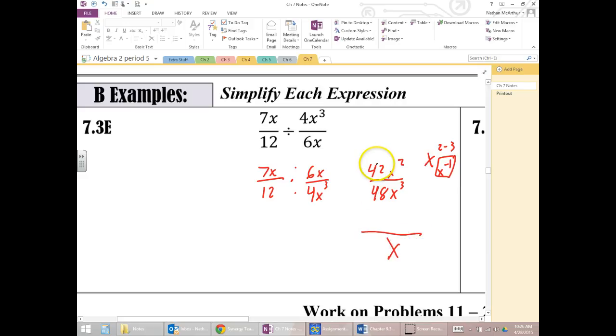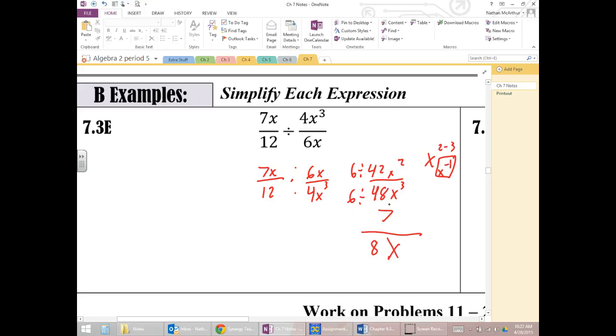If I reduce the fractions, what goes into 42 and 48? 6. Sure, let's do 6. If I divide the top and bottom by 6, I end up with 42 divided by 6, that's a 7. And then 48 divided by 6 is an 8. So we have 7 on top and 8 on bottom. Are there any questions about how we got that?